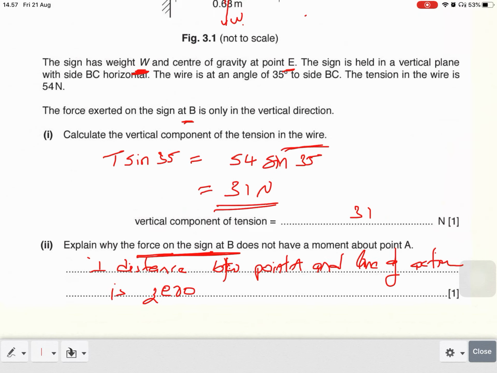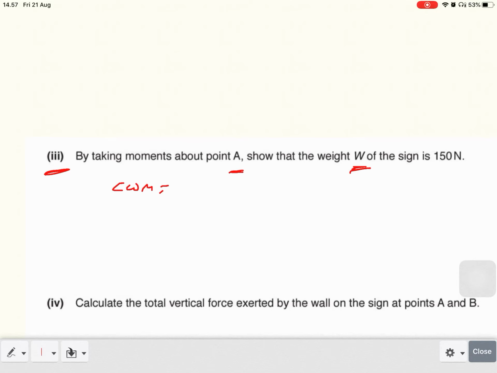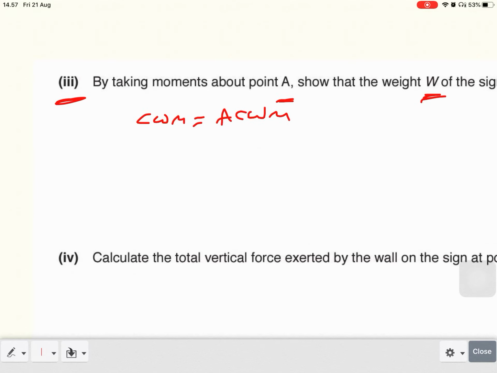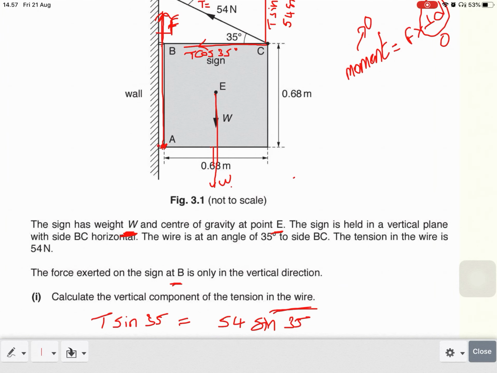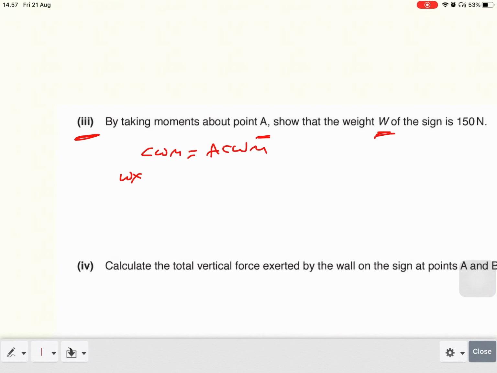So the signboard is in equilibrium, which means clockwise moments are equal to anti-clockwise moments. The clockwise moment the weight is producing is the weight times the perpendicular distance. The perpendicular distance between A and the force is half of side BC. Half of 0.68 is 0.34. So W times 0.34 is the clockwise moment.